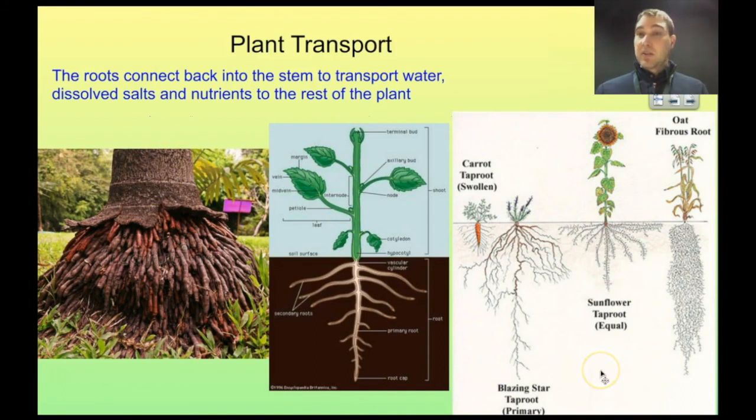Over here we can see some agricultural plants, and we can see those structures. So here we have a taproot, which is a carrot. What you're eating in a carrot is the root of the carrot, and that's the taproot. Here you have a sunflower. It's a taproot as well, but it's not much of a root before it spreads out. If you have a look at oats and all your grasses, so wheat as well, they have these big fibrous roots so that they can absorb lots and lots of water from the soil.